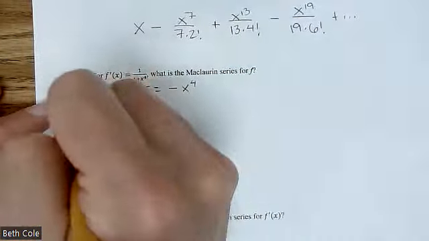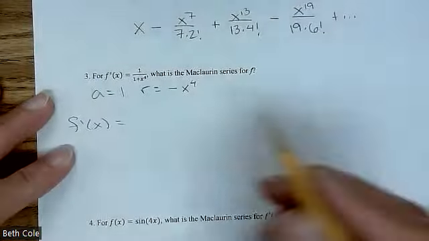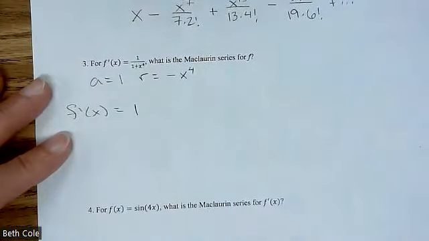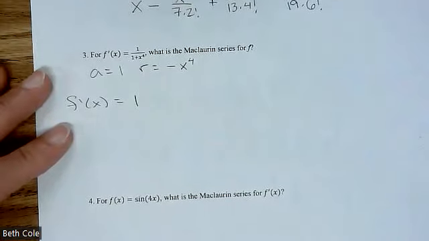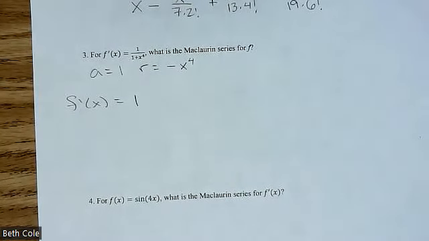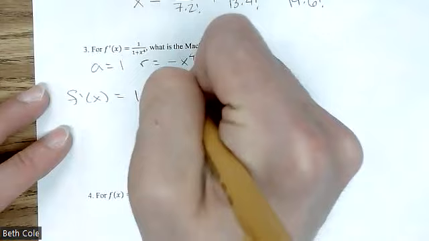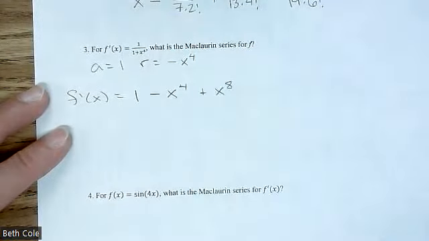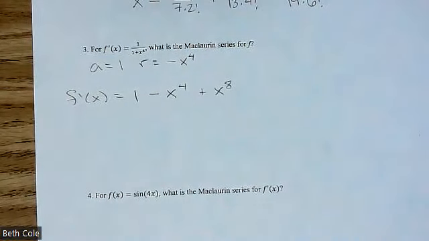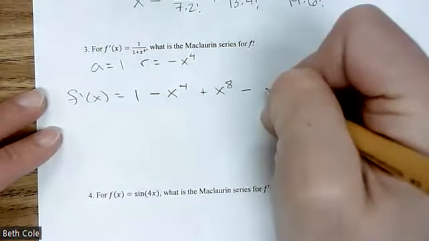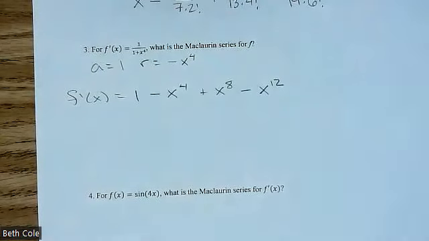All right, so let's list out the first few terms for this derivative. You would start with 1, and then you just keep multiplying by negative x to the fourth. Again, let's do the first 4 because that's usually what you get asked for. It would be minus x to the fourth. And then if you multiply by negative x to the fourth again, it would be plus x to the 8th, and then minus x to the 12th.